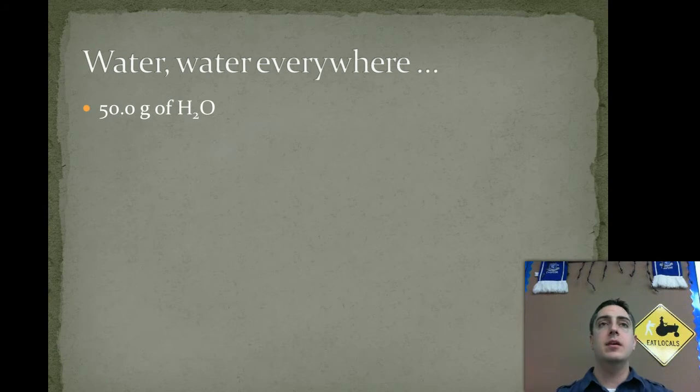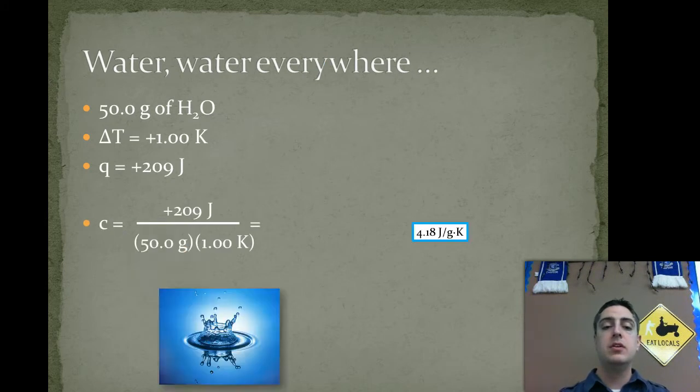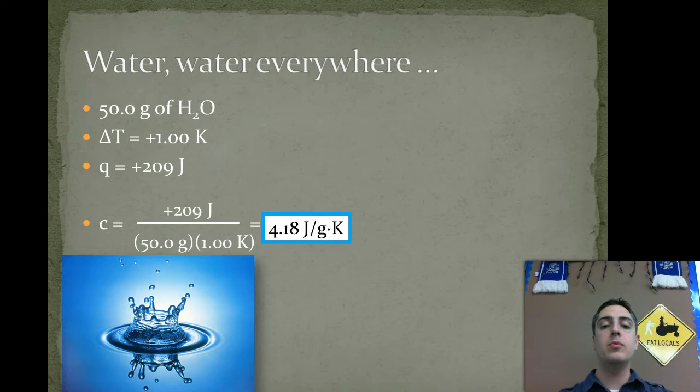So here's a quick example. Imagine you have 50 grams of water, and you change its temperature 1 Kelvin. So you only got 1 tick up in terms of temperature change. The amount of heat required to do that is 209 joules. If you plug it into our equation, you end up with a specific heat of 4.18 joules per gram Kelvin.